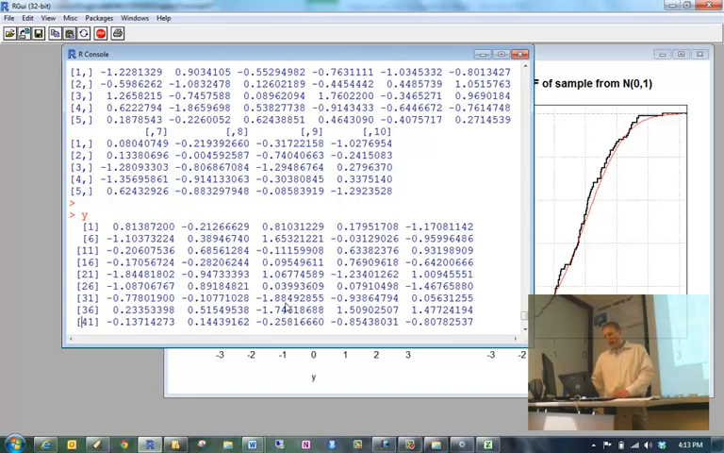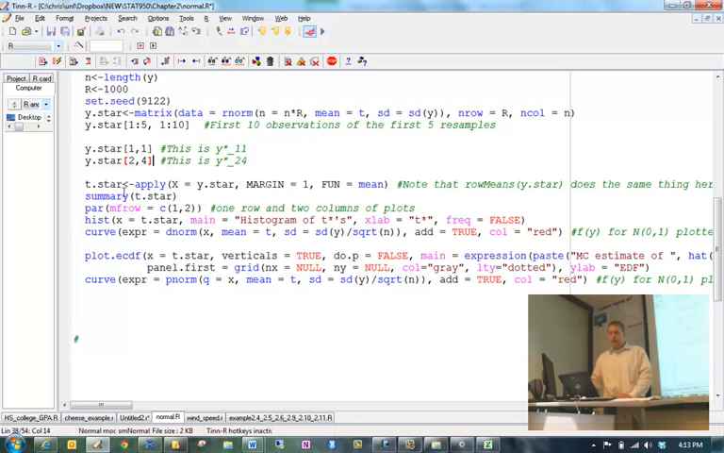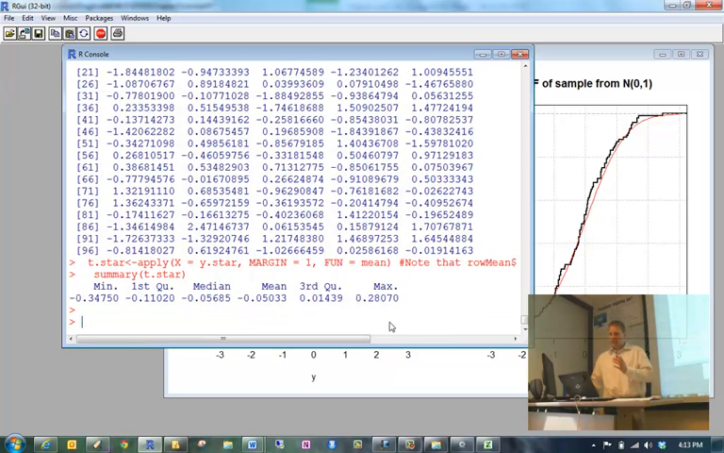Okay. Now, how do I find my t-stars? Similar to what we did in the Chapter 1 notes, I'm going to use the apply function. I'm going to apply to everything that's in y star by row the function mean. Put that into t.star, summarize it, and there's a summary of what we get. Well, let's do some plots of these t-stars. Or you could look at the first 6 of these t-stars using the head function.